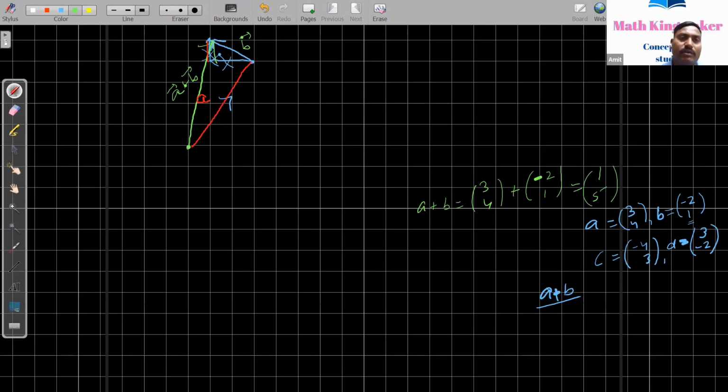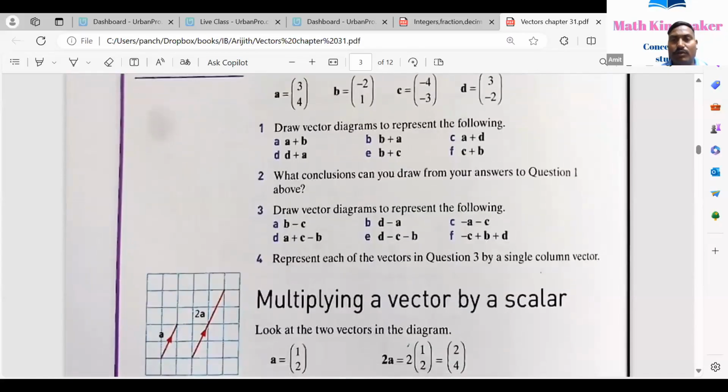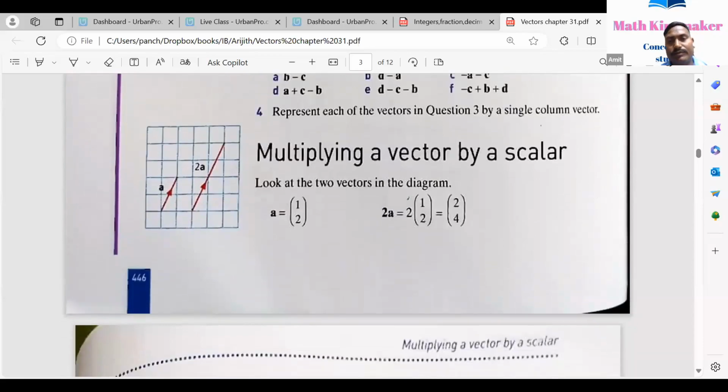Is this A plus B 1, 5? Yes, sir. Okay. That means your answer is right. That you need to practice. So now, these questions you will do as your homework.